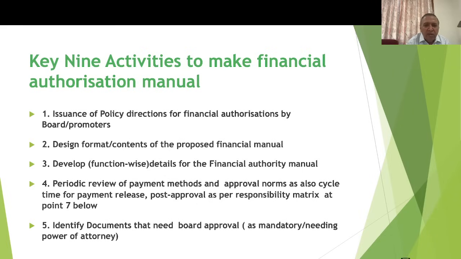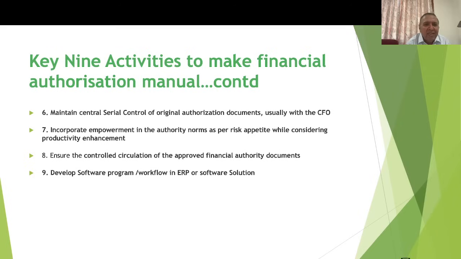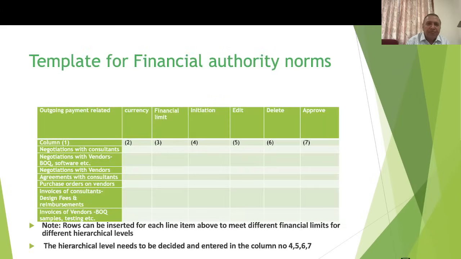Periodic review of the payment methods and approval norms as per the cycle time for payment release. Post approval as per the responsibility matrix at point 7 below. Identify documents that need board approval as mandatory or needing power of attorney. Maintain central serial control of the original authorization document, usually with the CFO, incorporating the empowerment in the authority norms as per the risk appetite while considering the productivity enhancement, ensuring the controlled circulation of the approved financial documents, and developing the software program or workflow in the ERP environments.